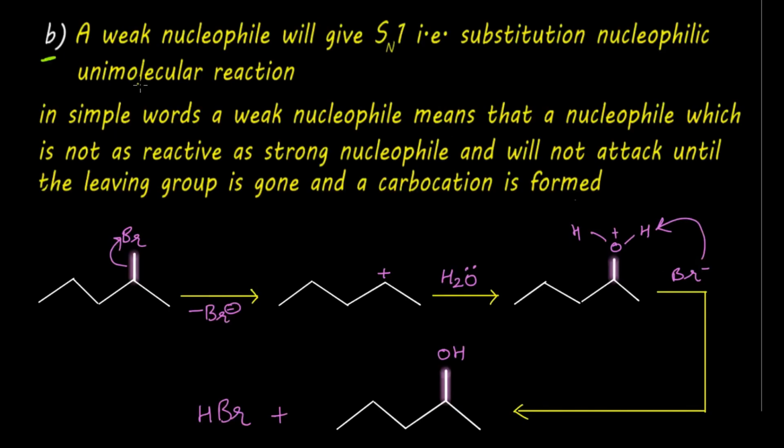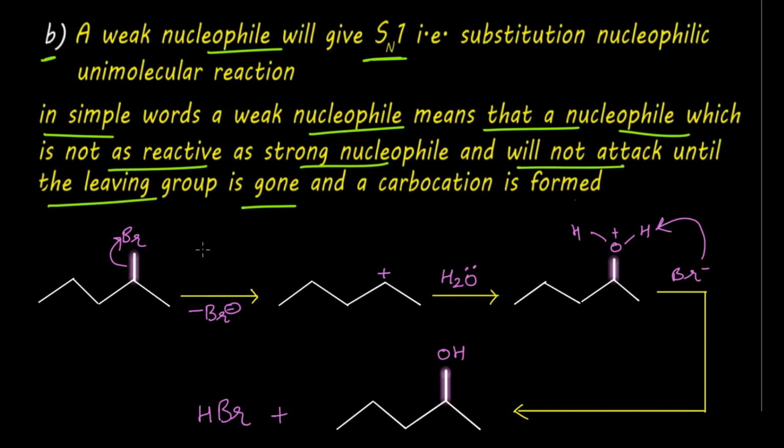Now we will go for weak nucleophile. If a weak nucleophile is there, a weak nucleophile will give SN1 substitution reaction. Now what does it mean? In simple words, a weak nucleophile means a nucleophile which is not as reactive as a strong nucleophile. We have already discussed strong nucleophile and its nature. Now we are discussing weak nucleophile, and weak nucleophile will not attack until the leaving group is gone.